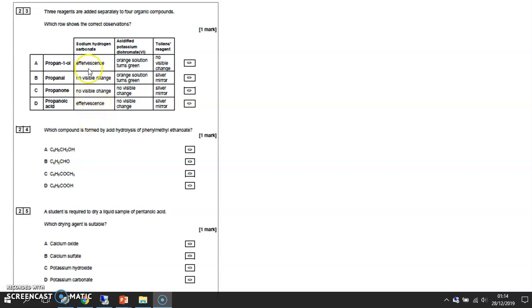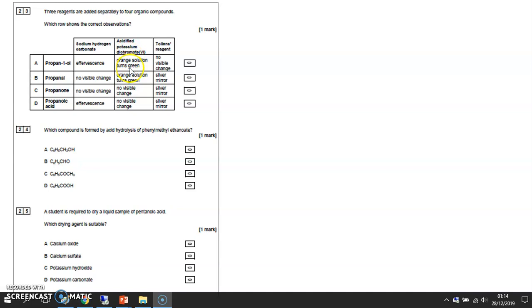So propan-1-ol is incorrect. So why would propan-1-ol, it's not an acid, produce effervescence? It wouldn't. So I'm going to rule A out.